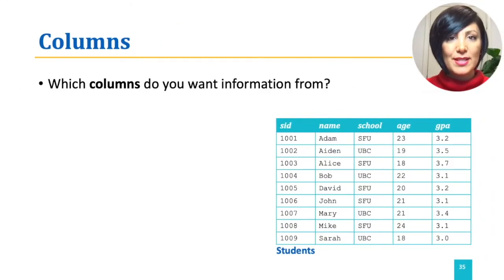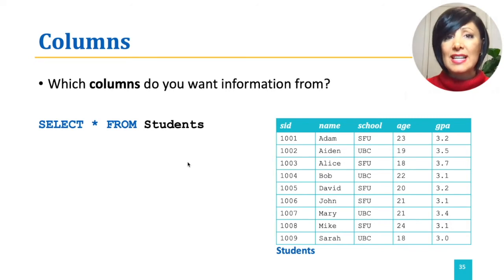Let's use an example table named Students with attributes SID standing for Student ID, name, school, age, and GPA, and the shown rows of data. Let's first only talk about columns we want information from. First, what about all columns? The query select asterisk from students, using the asterisk instead of attribute list, corresponds to all table attributes.